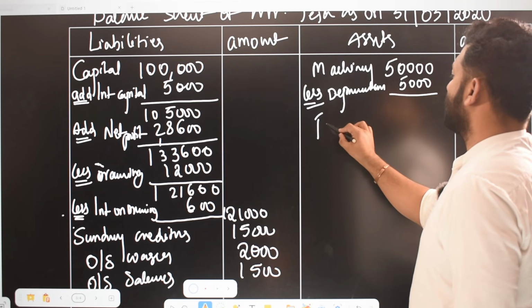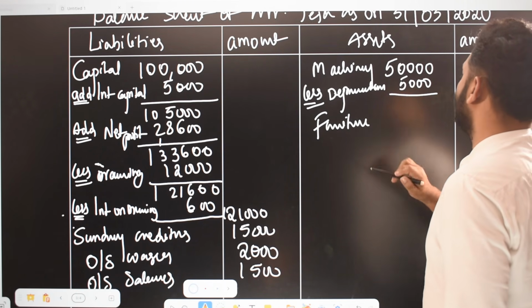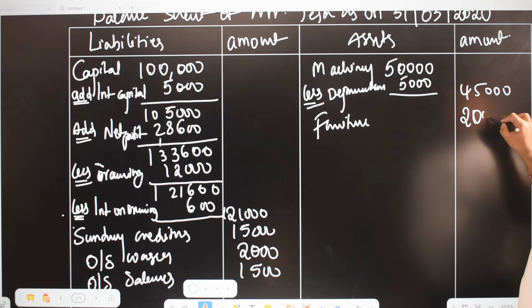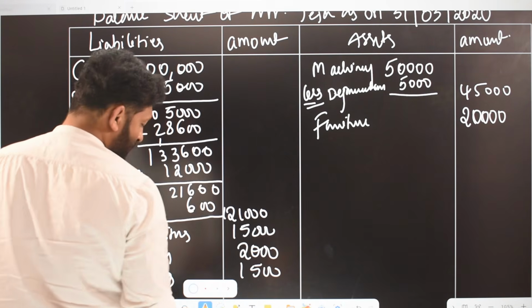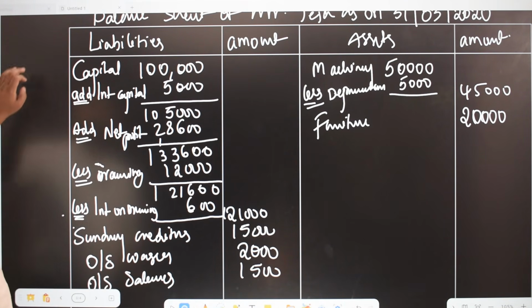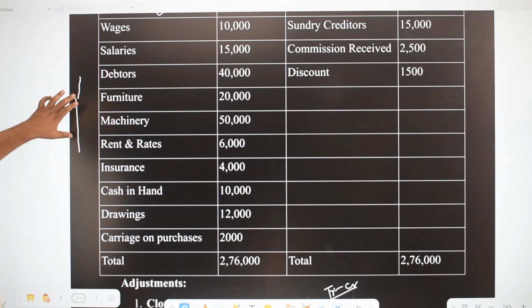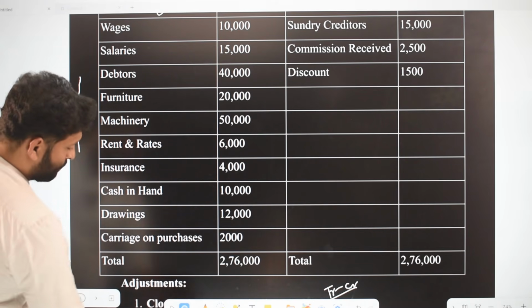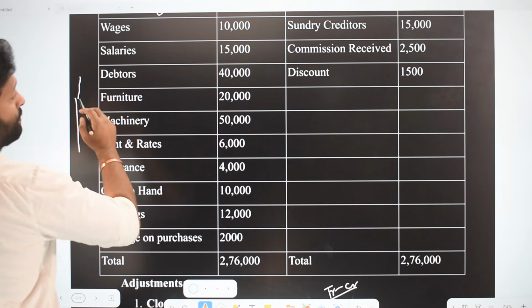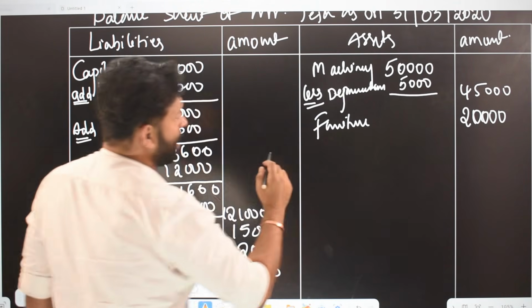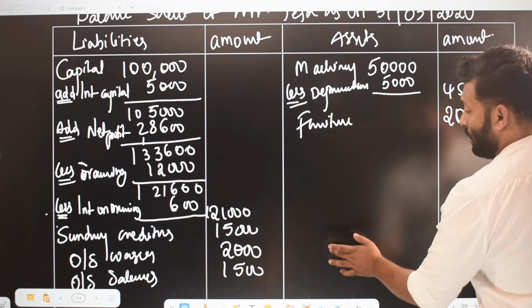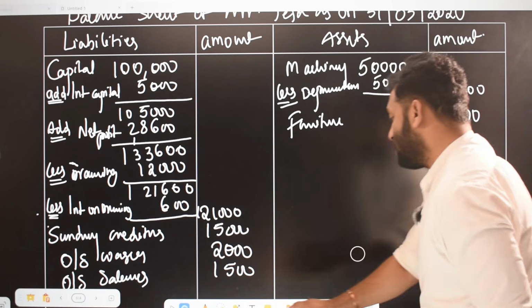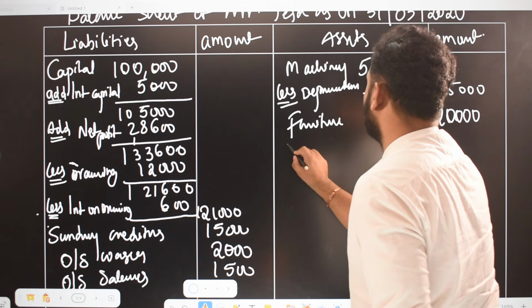And furniture, what is the value of furniture? Furniture is 20,000. See if any other fixed assets are given. Just check the trial balance. Furniture, machinery is done. Next, debtors. We have debtors of 40,000. Write the debtors here.